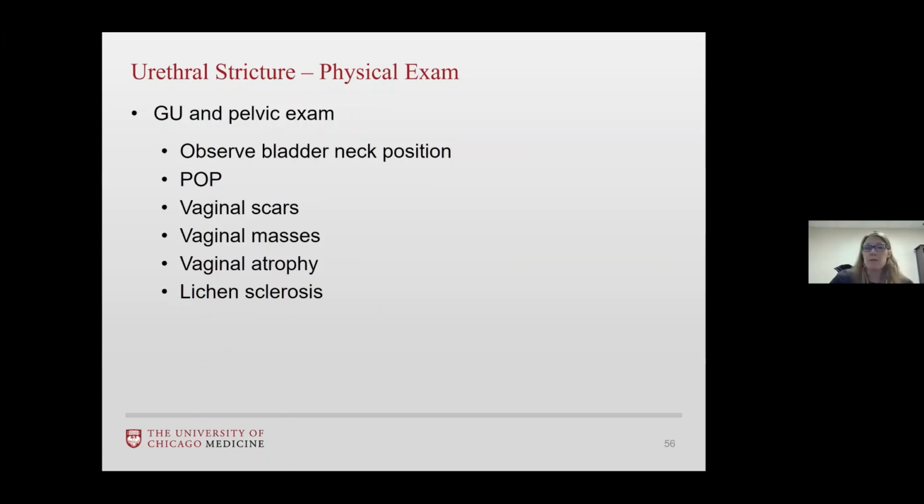On physical exam, you want to look for the position of the bladder neck as much as possible relative to what the urethra looks like. Any sort of prolapse, you're going to look for vaginal scars, masses, atrophy or lichen sclerosis.